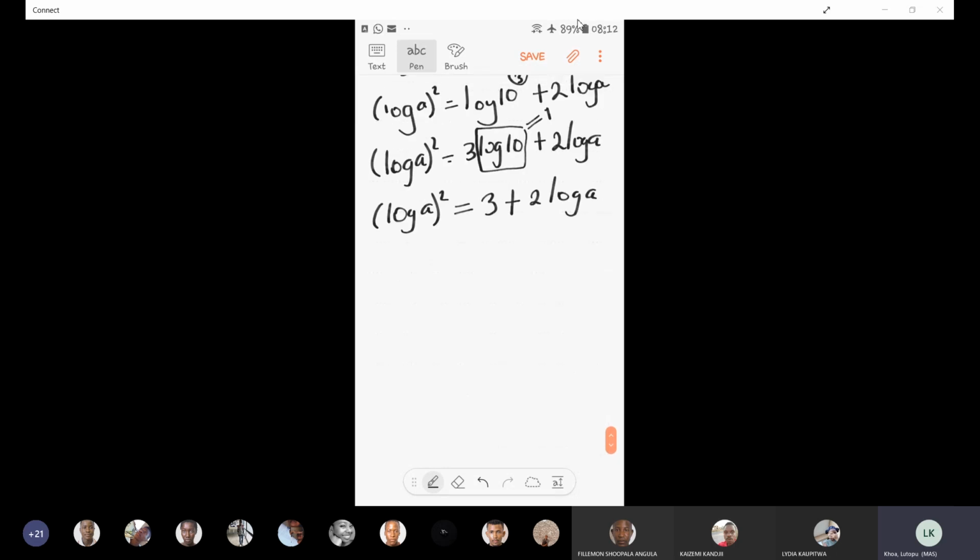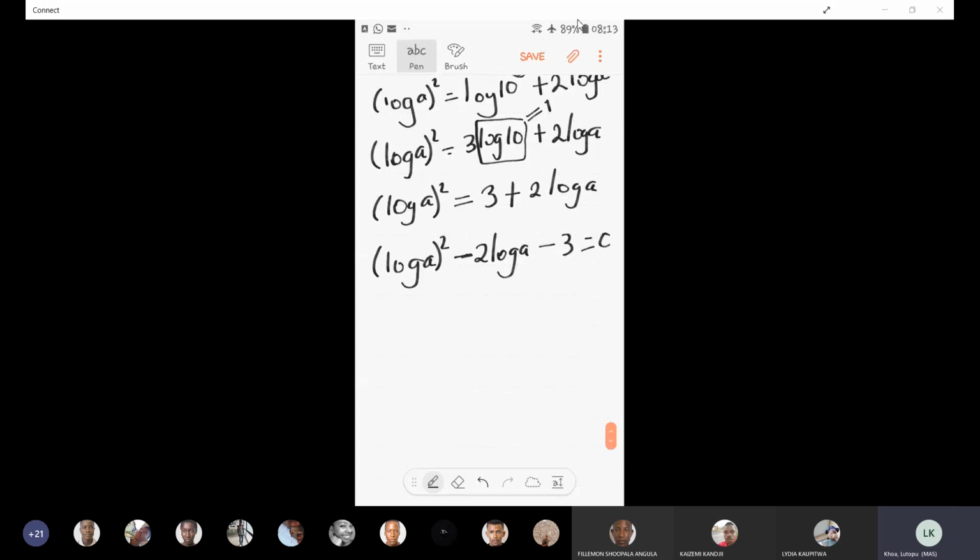So now you see clearly I have a quadratic equation, and with my quadratic equation I always bring everything to one side. Then this is log a squared minus 2 log a minus 3 is equal to 0. So I have brought everything to the same side. Okay, so I have brought everything to one side.